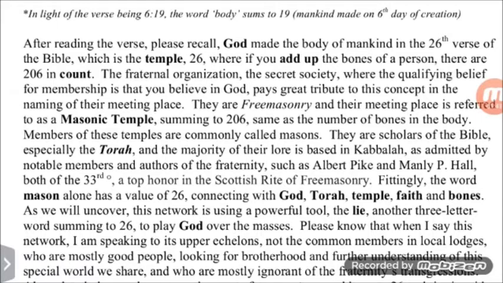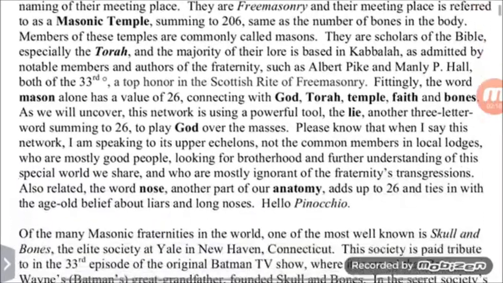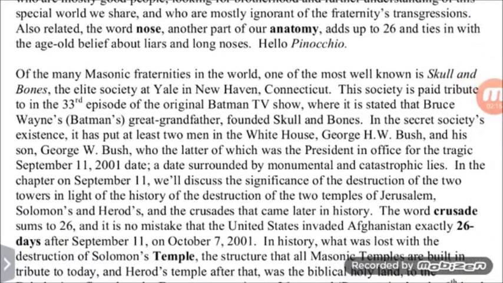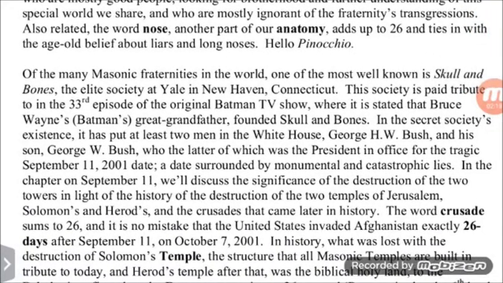As we will uncover, this network is using a powerful tool, the lie, another 3-letter word summing to 26, to play God over the masses. Please note that when I say this network, I'm speaking to its upper echelons, not the common members in local lodges, who are mostly good people looking for brotherhood and further understanding of this special world we share, and who are mostly ignorant of the fraternity's transgressions. Also related, the word nose, another part of our anatomy, adds up to 26 and ties in with the age-old belief about liars and long noses.